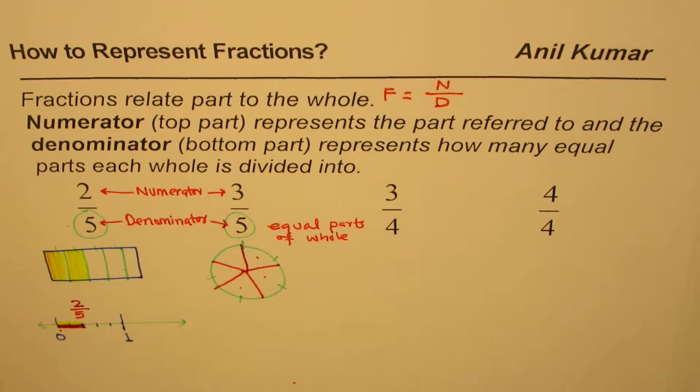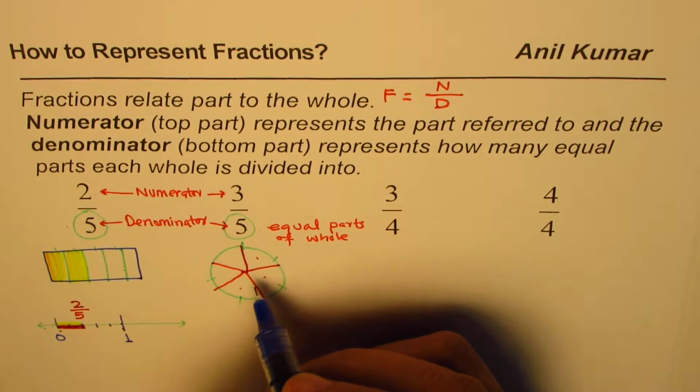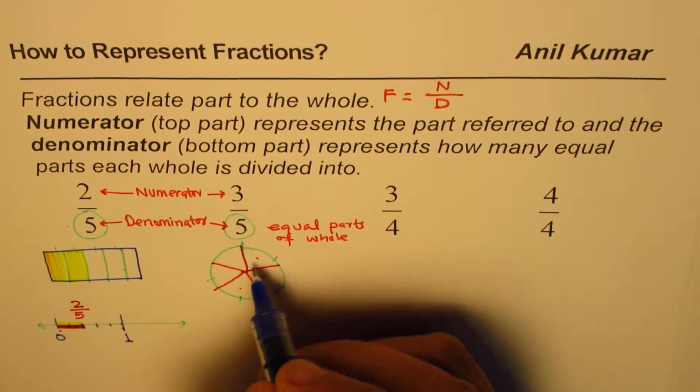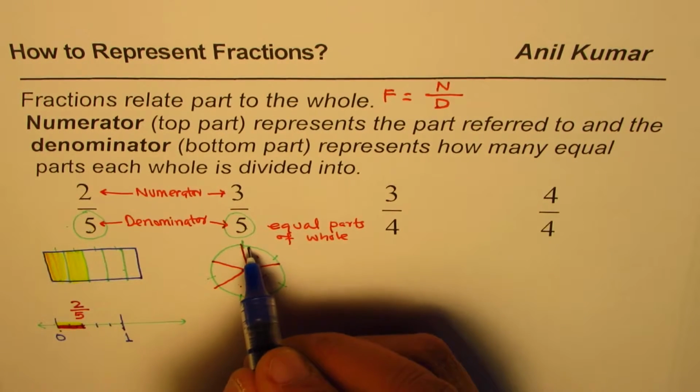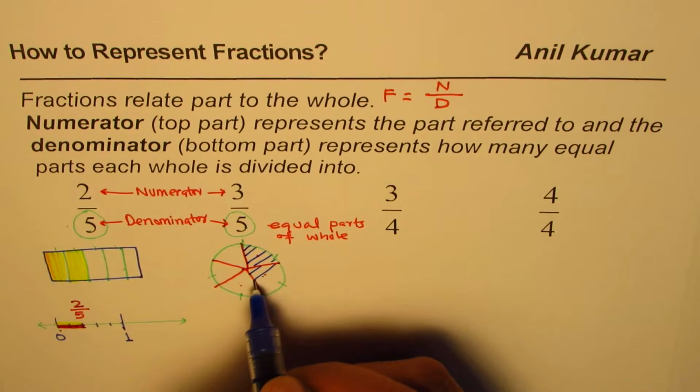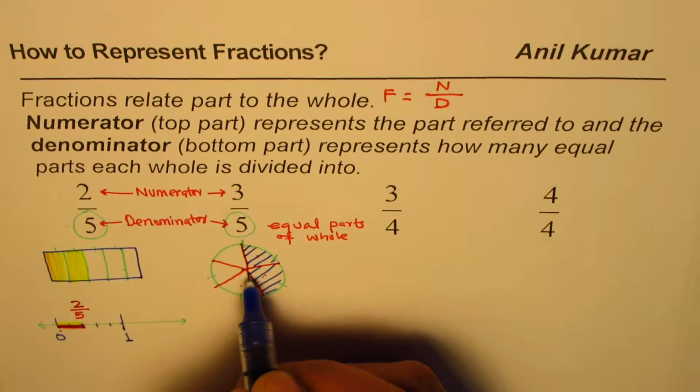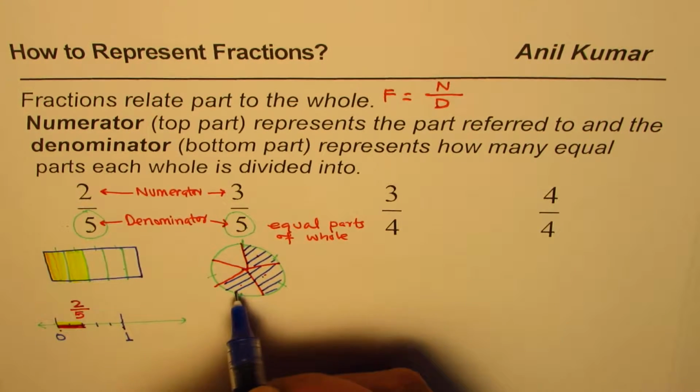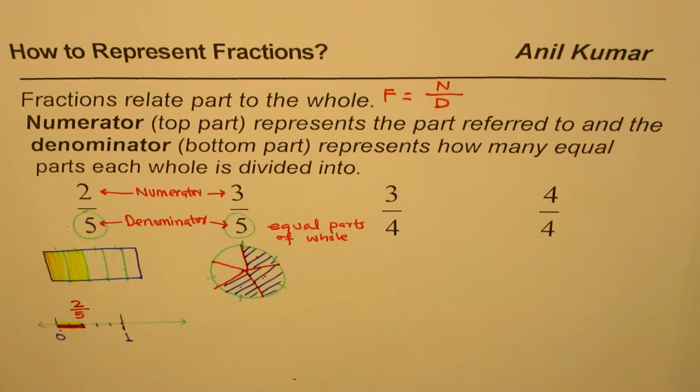3/5 means we'll select 3 out of them, right? So let us select 3 out of them. That is 1, 2, and 3. So we'll select these 3. That becomes 3/5. 1/5, 2/5, and 3/5. You get it, right? So that is another way of selecting 3 out of 5.